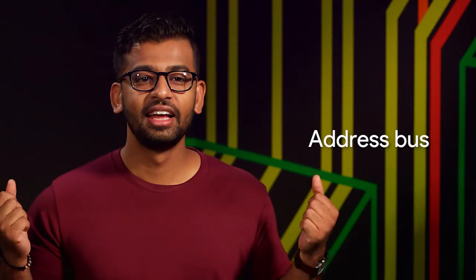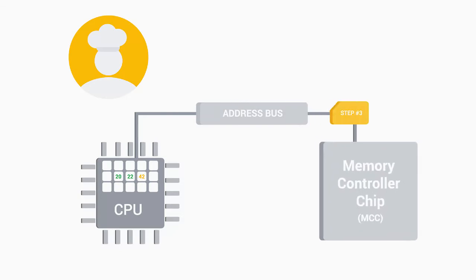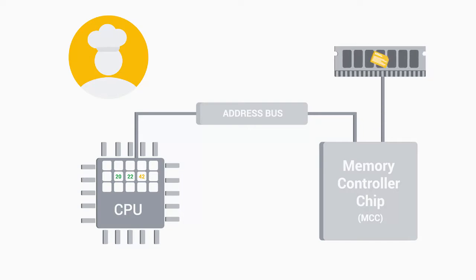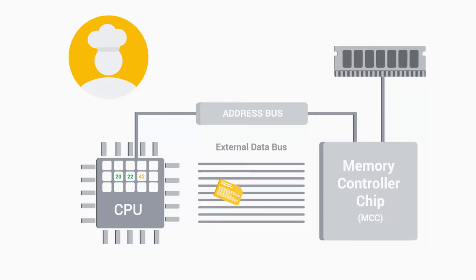There's another bus that's nothing like a bus involved in the process called the address bus. It connects the CPU to the MCC and sends over the location of the data, but not the data itself. Then the MCC takes the address and looks for the data, and then the data is sent over the EDB.